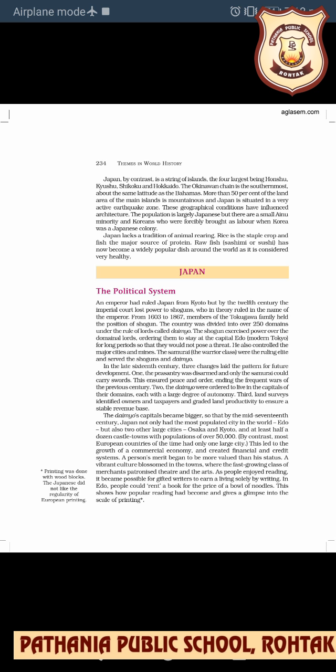The daimyo's capitals became bigger, so that by the mid 17th century, Japan not only had the most populated city in the world, Edo, but also two other large cities, Osaka and Kyoto. Edo was the earlier name of Tokyo, and do you know that at present also Tokyo is the most populous city of the world? And there were even at least half a dozen castle towns with a population of over 50,000.